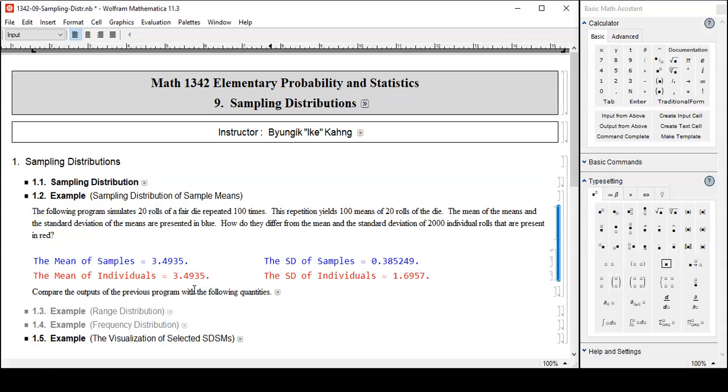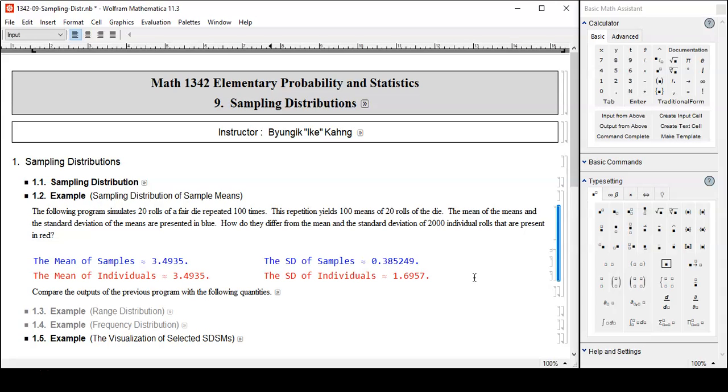But then again, if you look at the standard deviation, they are drastically different. What's happening here? In the first 20 rolls, there are some exceptionally high rolls and exceptionally low rolls, and they kind of even out. And that generates a mean. And that mean is being repeated 100 times. So we have more concentration toward the mean and less spread if you take the standard deviation of the means.